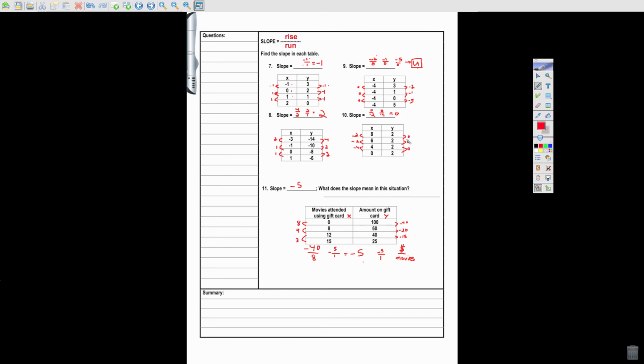And then 10, you can see vertical change. It's not changing at all, so that's 0. So you have 0 on top. This is changing. This changed by -2, so it's 0 on top, -2 on bottom. That's a slope of 0. Anything with 0 on top is going to be 0.